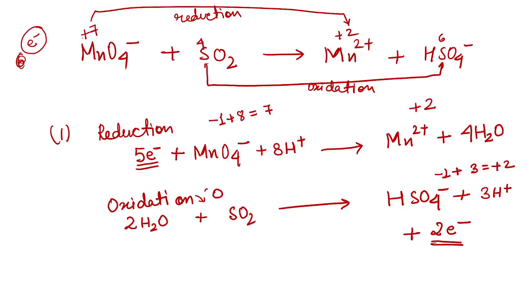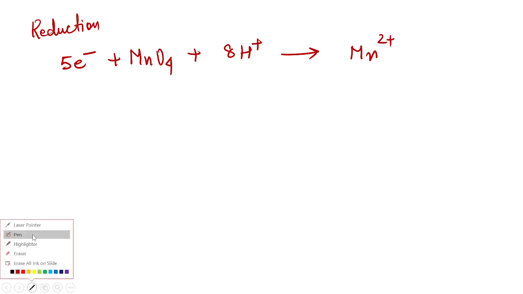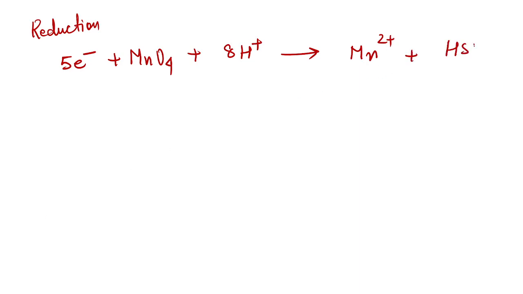I'll write it once again. Okay, you see, for the reduction part, we got 5 electrons. 5 electrons plus MnO4 plus 8H positive, changing to Mn2 positive plus HSO4 negative.